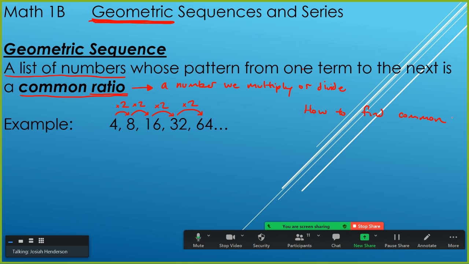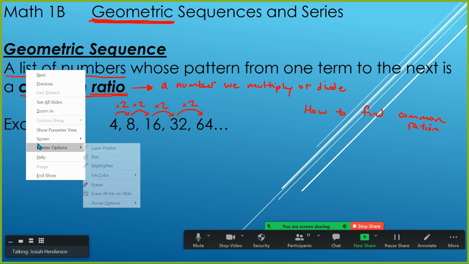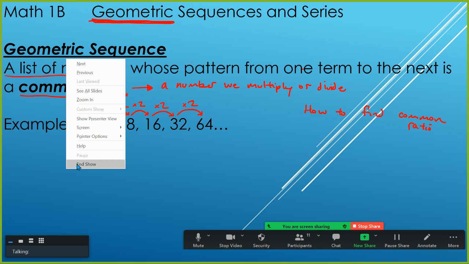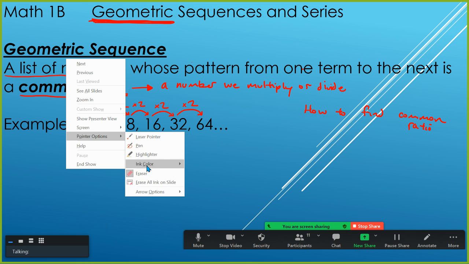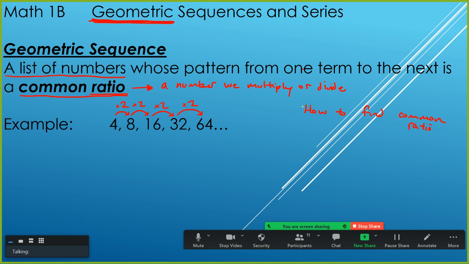This will work for every problem. How to find common ratio? Not ration, ratio. You're going to divide any of the terms by the one before it. So how to find the common ratio? This will work every time. Divide any term that's a number from the list by the previous term, the one before it.